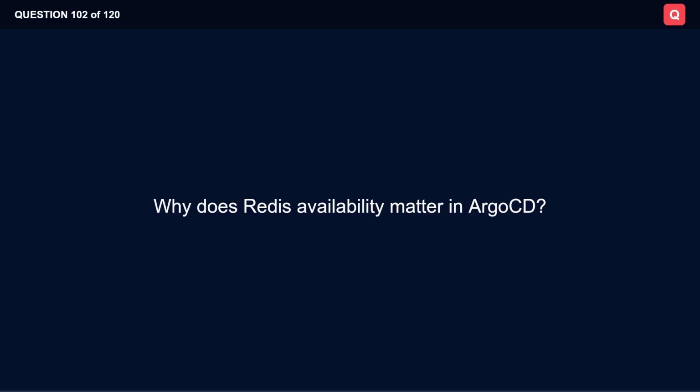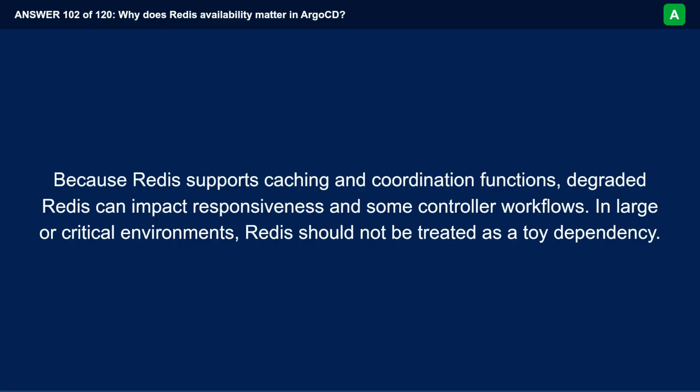Why does Redis availability matter in ArgoCD? Because Redis supports caching and coordination functions, degraded Redis can impact responsiveness and some controller workflows. In large or critical environments, Redis should not be treated as a toy dependency.